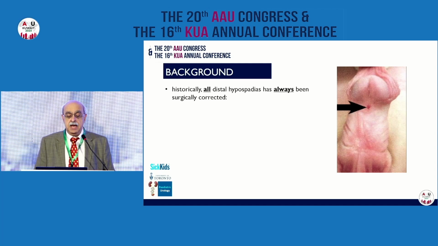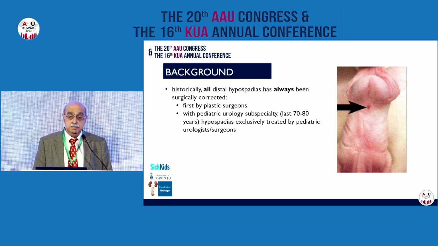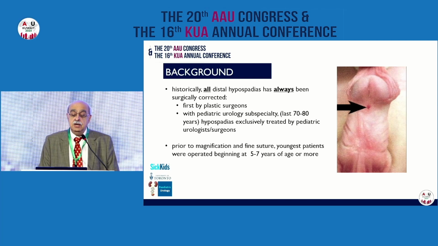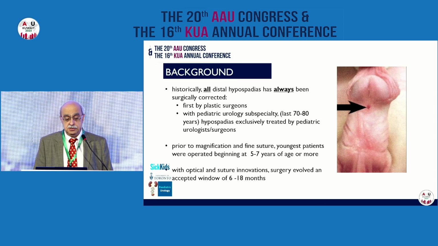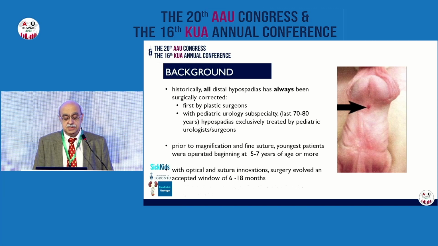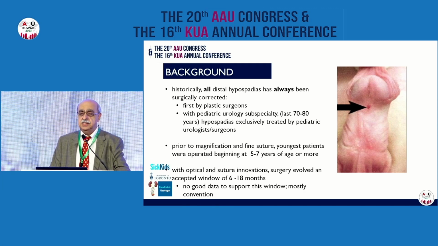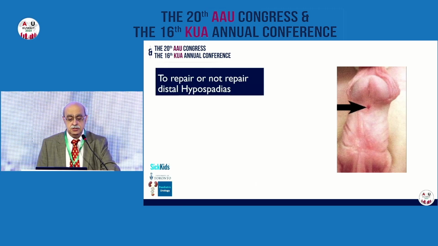So by way of background, you probably know that historically all distal hypospadias has always been surgically corrected. It was first done by plastic surgeons, and then more recently, in the last 70 to 80 years, when pediatric urology came into being, it is exclusively treated by pediatric urologists today. Prior to magnification and fine sutures, the youngest patients were actually quite a bit older, 5 to 7 years old. And then as innovations in surgery evolved, the accepted window for operating on hypospadias in general was 6 to 18 months. But it's probably important to realize that there's no actual good data to suggest that 16 to 18 months is required. This is mostly by convention.